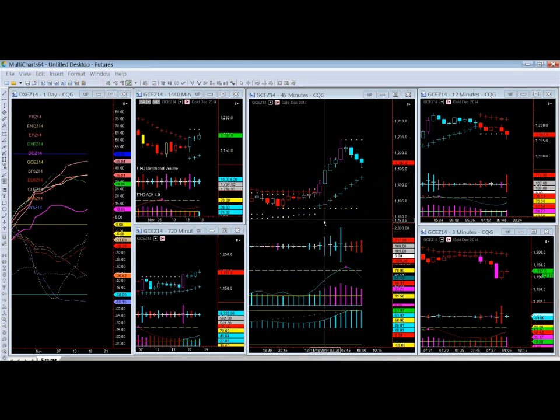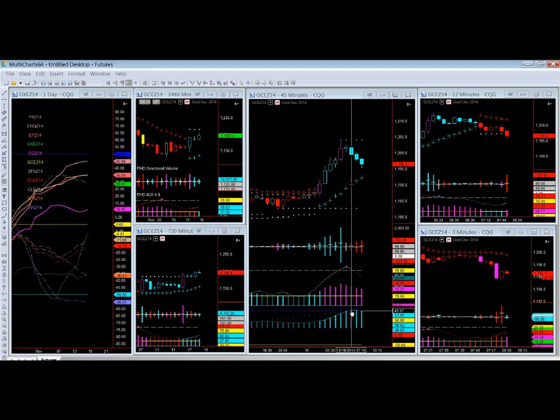Now, also notice that you didn't have any volume divergence here, okay? Typically, volume divergence will come in before the ADX peak comes in. In this case, it did not. But I knew to expect an overbought condition because of the ADX and the RSI. Does everybody understand that?